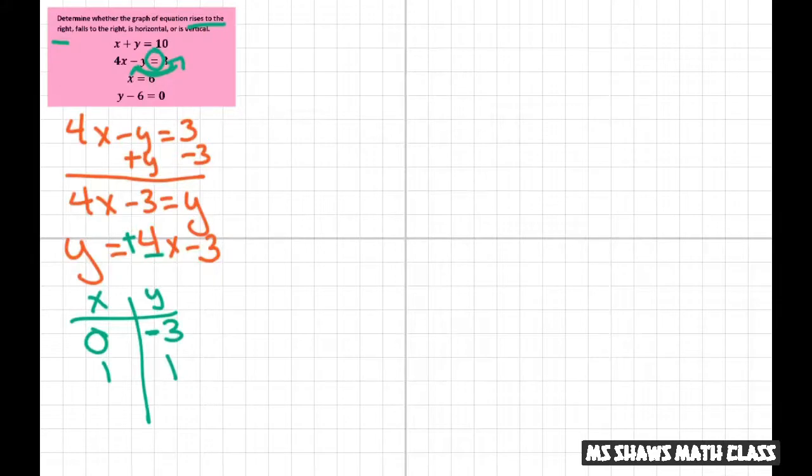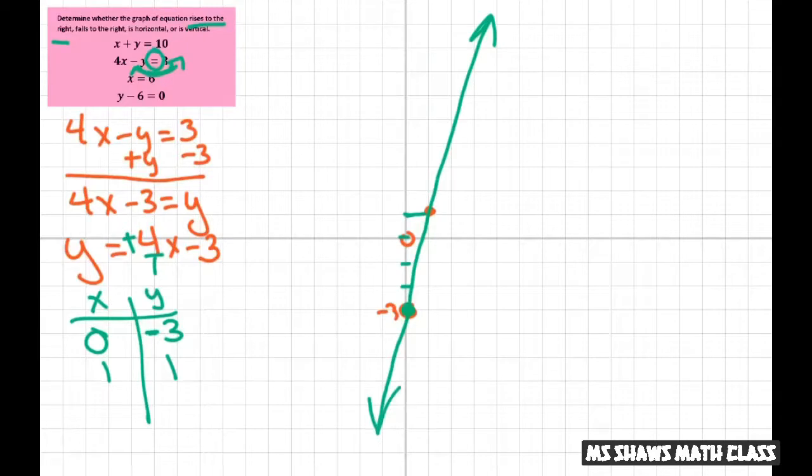So plot those 2 points. 0, negative 3. There's 1 point and 1 comma 1. Or you could have just used your slope and gone from your y-intercept and gone rise 1, 2, 3, 4, and then over 1 to the run. So vertical over horizontal. And that's like an airplane taking off, or somebody that is walking uphill.